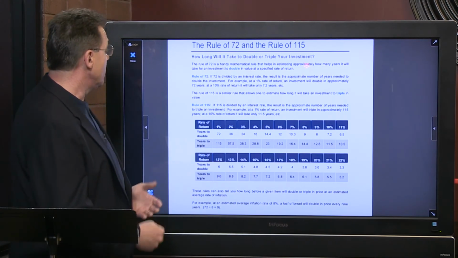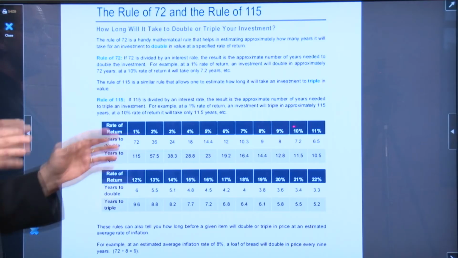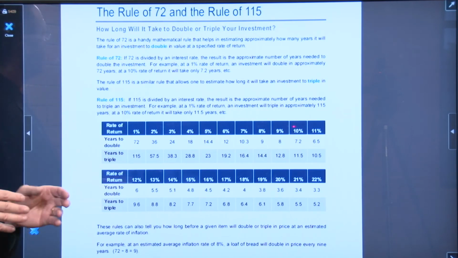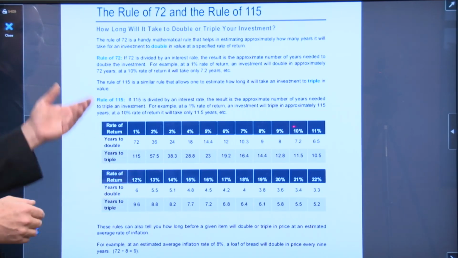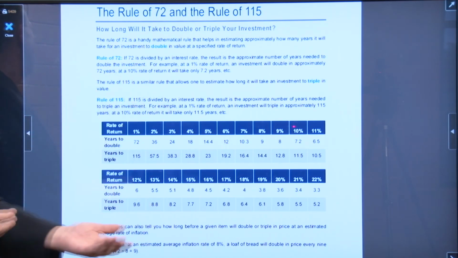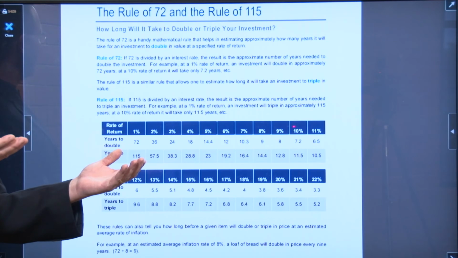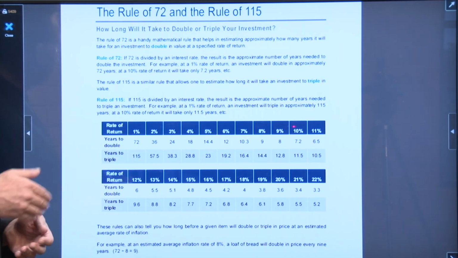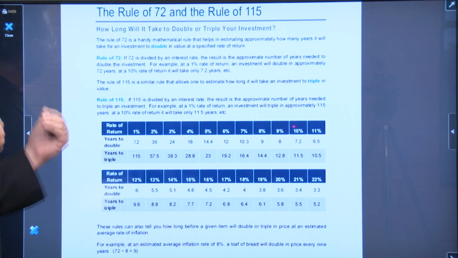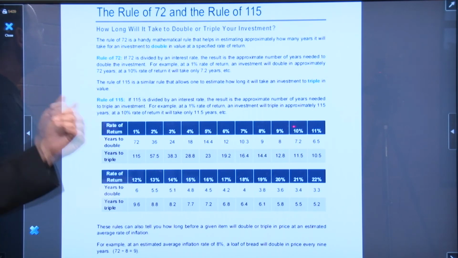The rule of 72 is a handy mathematical rule that helps you estimate approximately how many years it will take for any investment to double. You just take 72 and divide it by the interest rate. So if I have a 10% interest rate and I divide it into 72, I know that in 7.2 years, my money will double at 10%.